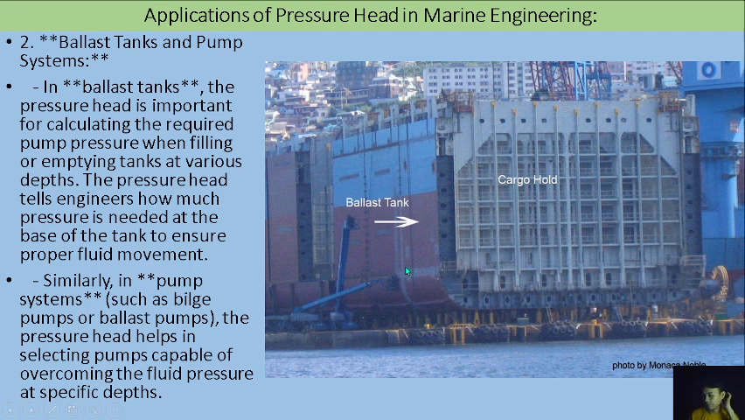Also on the side of the ship, if you have a collision with another ship, and it is not that strong a collision, or there is just damage on the ballast tank only, your cargo is still protected. So that is another purpose for our ballast tanks. For ballast tanks, the pressure head is important for calculating the required pump pressure when filling or emptying tanks at various depths. So the pressure head tells engineers, or in this situation the deck officers, how much pressure is needed at the base of the tank to ensure proper fluid movement.